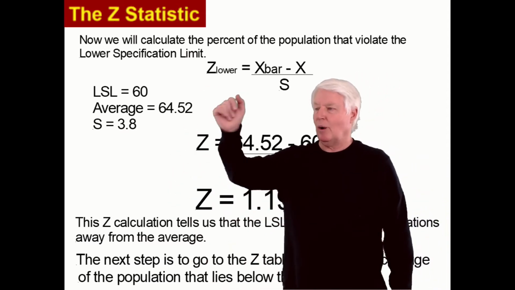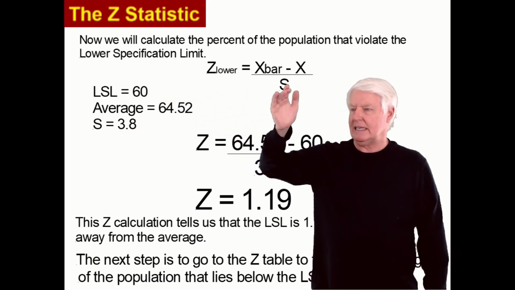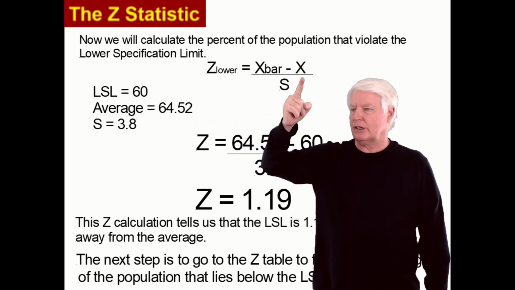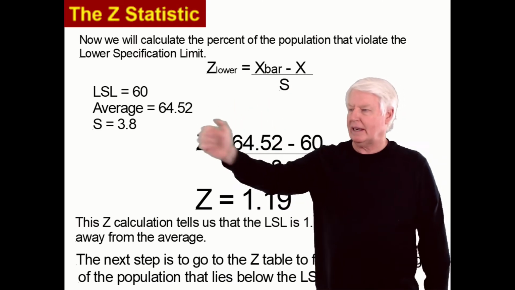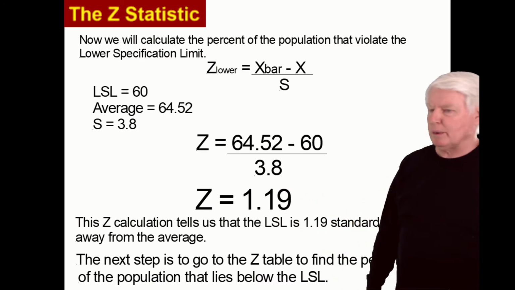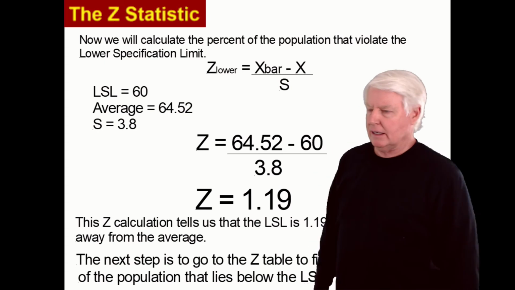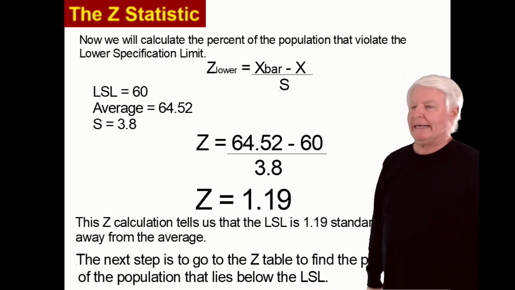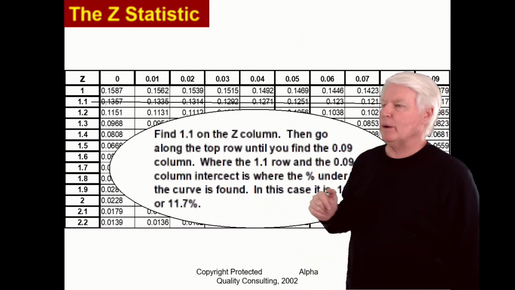Now we'll do the Z lower. There it is. 60 is the X there, lower spec limit. X bar is 64.52, so we'll put that in there. And standard deviation 3.8, we crunch our numbers, we get 1.19. In other words, the distance from the average to the lower specification limit is 1.19 sigmas. And so we throw that in there. What was it again? 1.19.